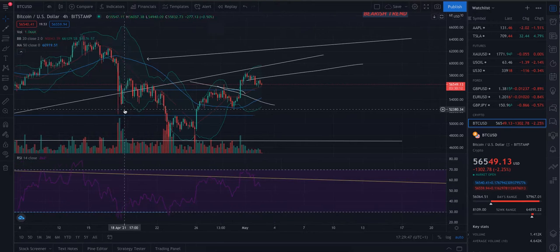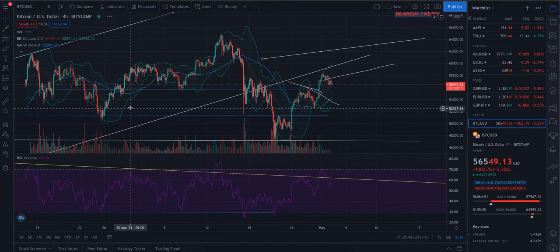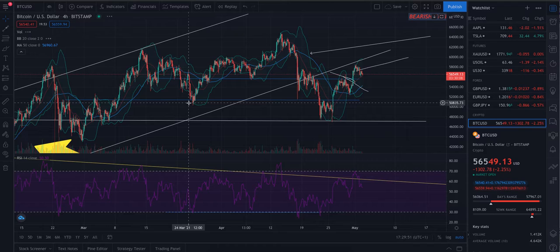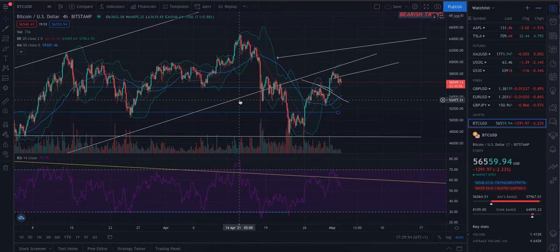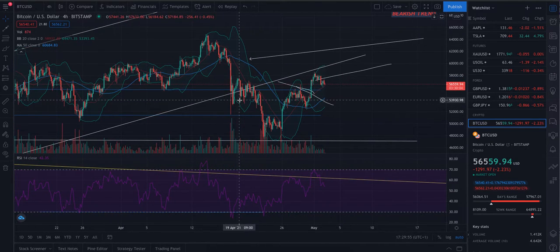So on the 4 hour, let's see how it's zoomed in closer, and you can see more movement, but you can't see the bigger picture. But you can see, let's get rid of these. These are a bit confusing.